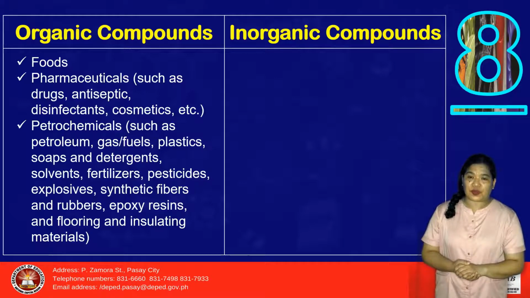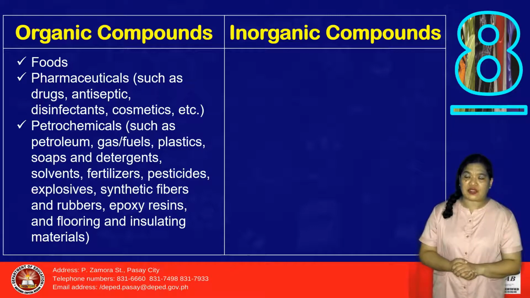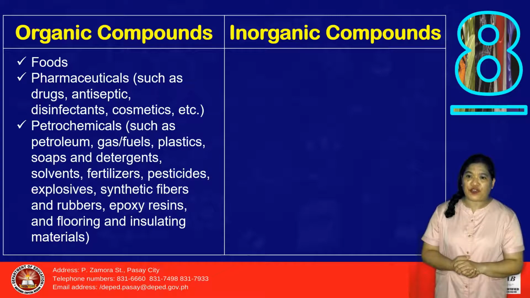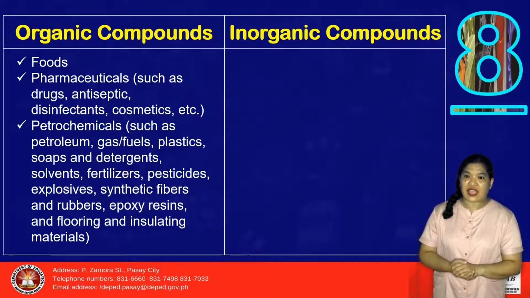Petrochemicals such as petroleum, gas, fuels, plastics, soaps and detergents, solvents, fertilizers, pesticides, explosives, synthetic fibers and rubbers, epoxy resins, flooring and insulating materials. Examples: ethyl alcohol, used as beverage, disinfectant and fuel. Octane, used as fuel, and glucose, used to sweeten a wide variety of foods.